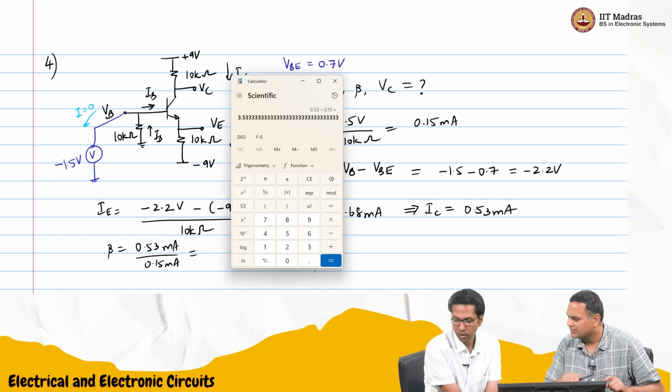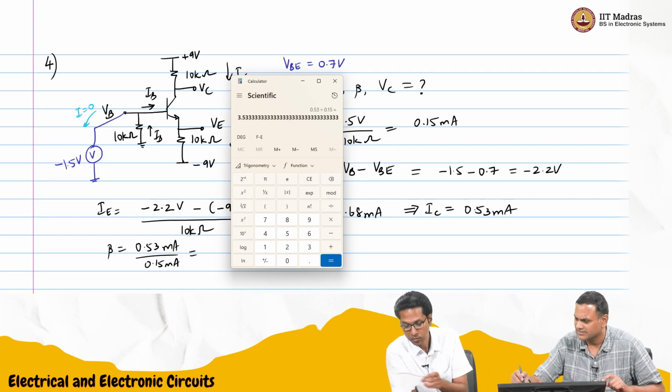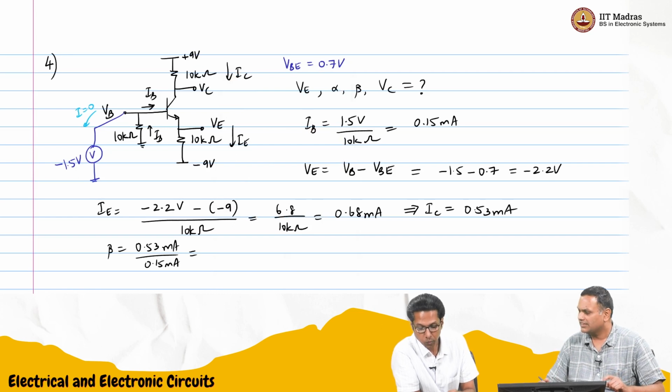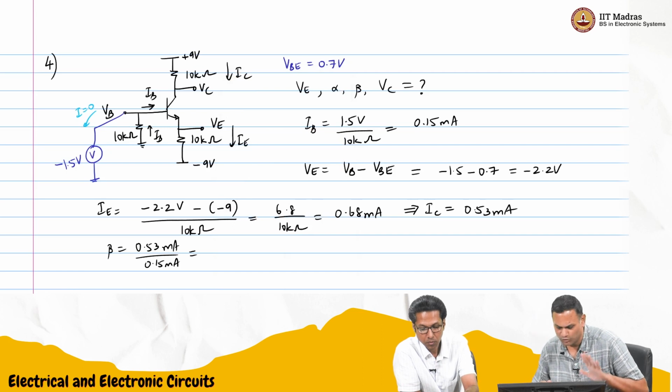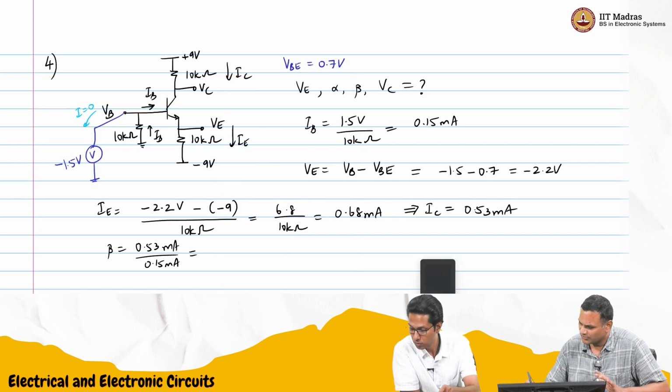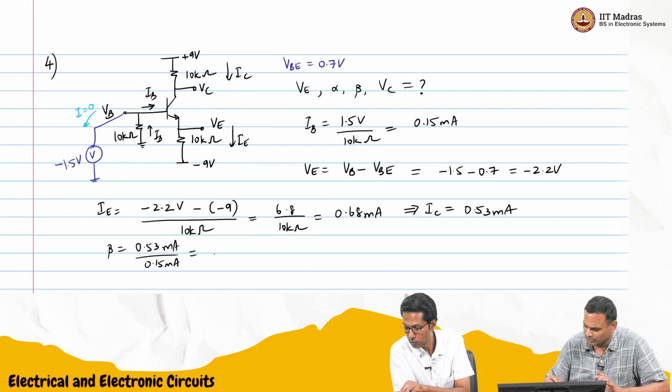Is this 10 kilo ohm or 100 kilo ohm? Let me see, the base resistance. 10 kilo ohm. All three are 10 kilo ohms? Yeah. And plus 9 volts, minus 9 volts. Okay, so looks like a very, very small beta.